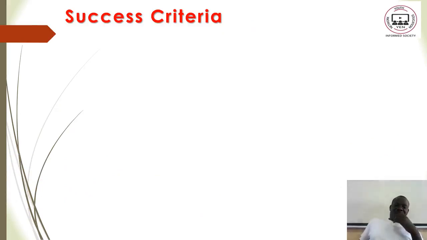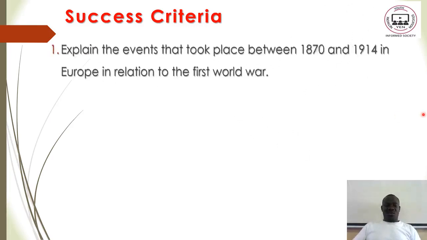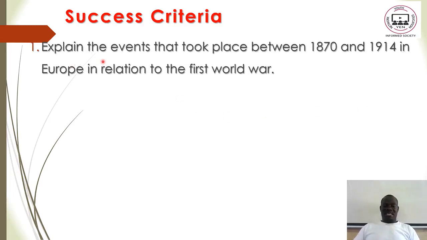Now, in this topic, we are going to meet a number of objectives. The first one, we are going to explain the events that took place between 1870 and 1914 in Europe in relation to the First World War, because we are going to look at the causes and the results of the First World War. What were the events that took place between 1870 and 1914?